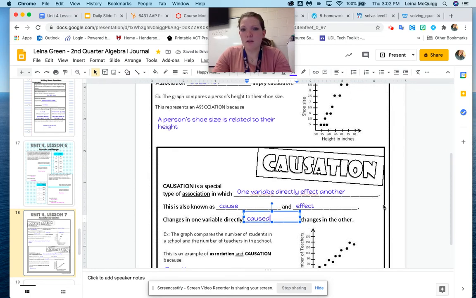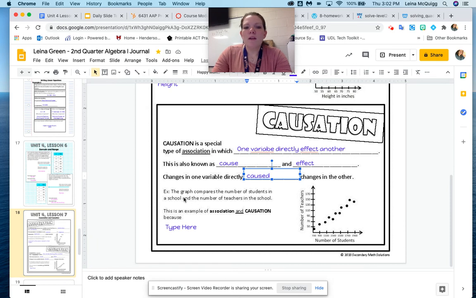Okay. So this graph compares the number of students in a school and the number of teachers in the school. This is an example of association and causation because the number of students is related to the number of teachers, right? These things affect one another. So the number of teachers at the school is related or based on the number of students at the school. And this is causation because if the number of students increases, then they have to increase the number of teachers, right? You can't just overload teachers with a bunch of students.